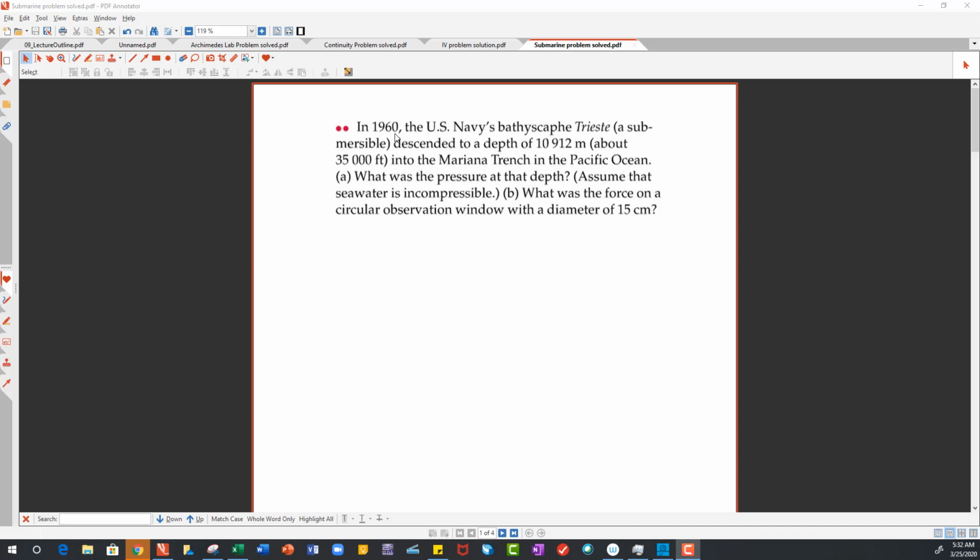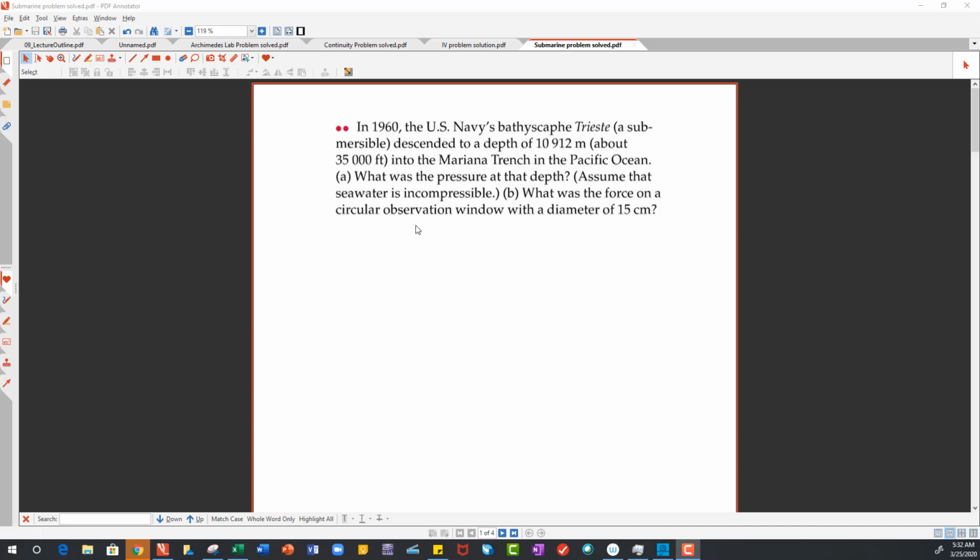And so it says in 1960, a Navy bathyscaphe descended to a depth of 10,912 meters, about 35,000 feet, into the Mariana Trench in the Pacific Ocean. And we want to know what is the pressure at that depth. Assume that seawater is incompressible, and what was the force on a circular observation window with a diameter of 15 centimeters.